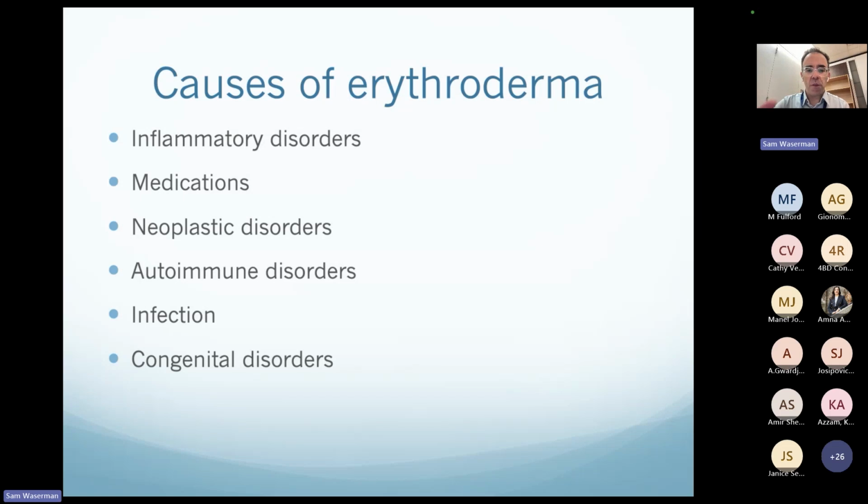So in terms of broad categories for causes of erythroderma, these are them. We think of inflammatory conditions, medications, neoplastic disorders, autoimmune disorders, infection, congenital disorders. I could talk about erythroderma for hours, so I'm only going to ramble on about a few select topics. And of course, if you have any questions at the end, I'm more than happy to answer them.